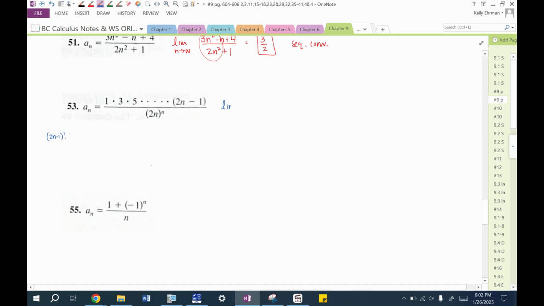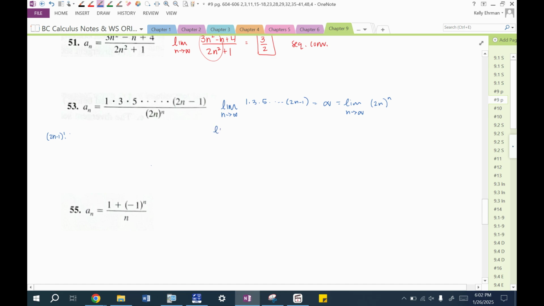So I don't have a lot of work to show for this. I think I might have done a round of L'Hopital's here. So if we do 1 times 3 times 5 times whatever, it's true that that limit is infinity. And it's also true that the limit as n approaches infinity of 2n to the n would equal infinity. And that's an indeterminate form, infinity over infinity.